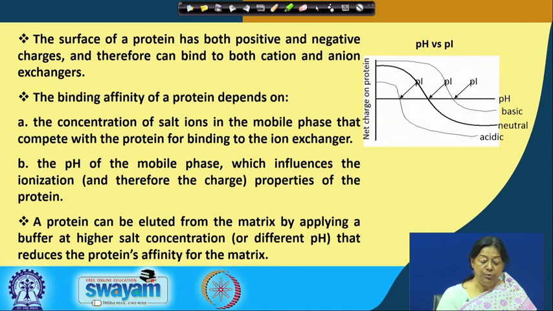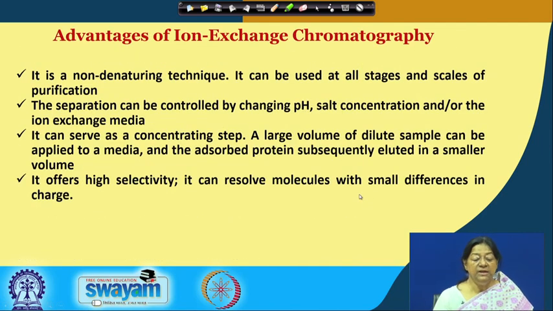So, we can have the protein eluted from the matrix either by applying a buffer at a higher salt concentration, or we can use a different pH where we can change the charge on the protein and thereby change the affinity for the specific column beads, and the protein will then come off the column and we can isolate our protein of interest.